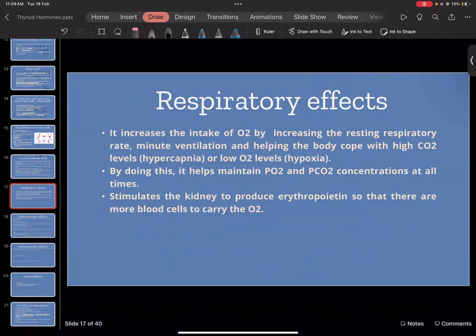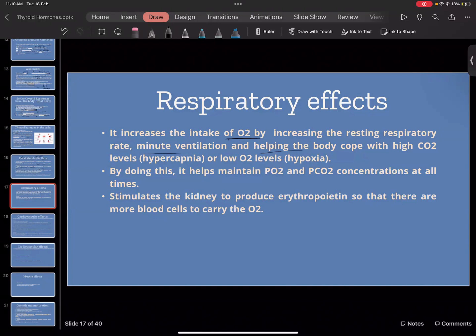It has respiratory effects. It increases the intake of O2 by increasing the respiratory rate, meaning you're just going to breathe more per minute. It increases the minute ventilation and it helps the body cope with either high carbon dioxide levels or low oxygen levels. By doing this, it just maintains the concentration of oxygen and carbon dioxide in the blood at all times.